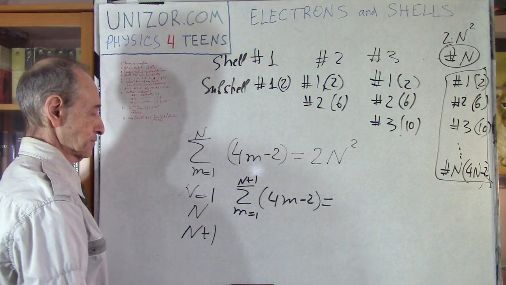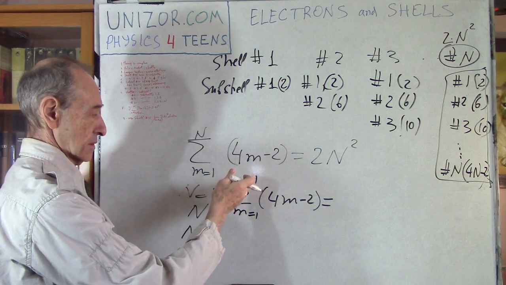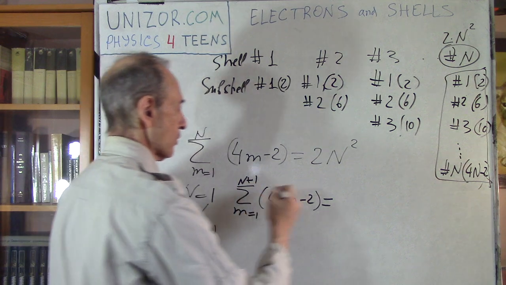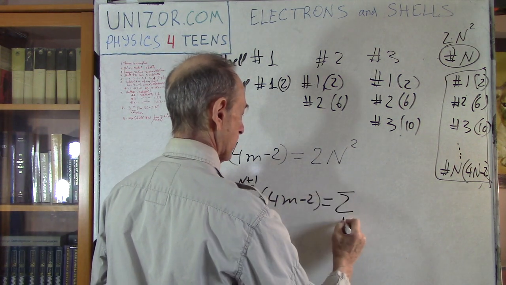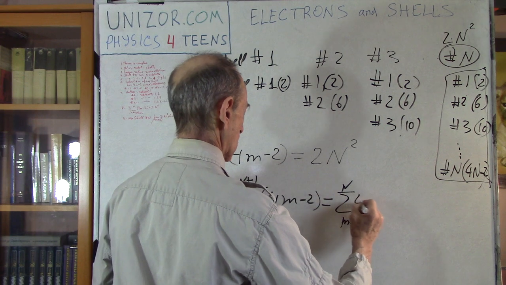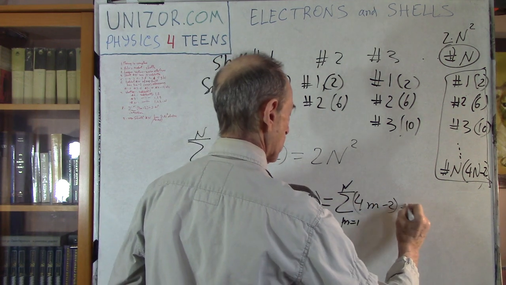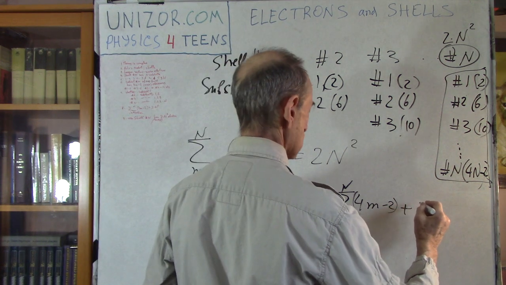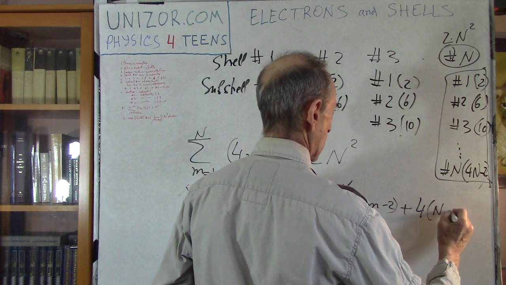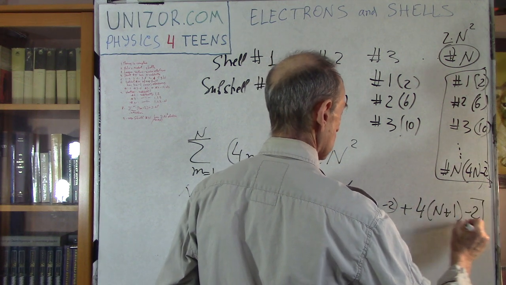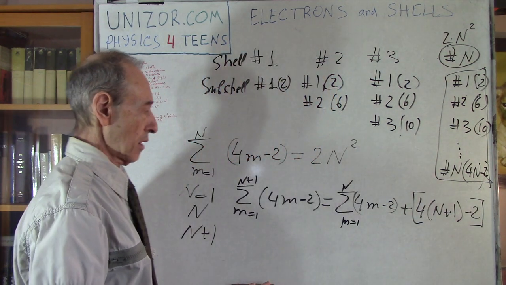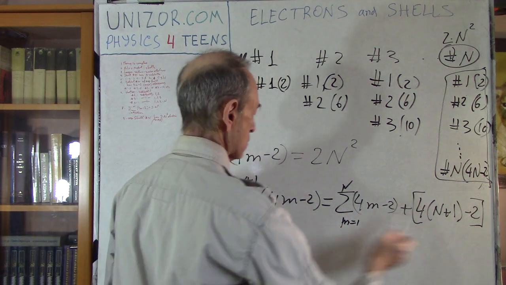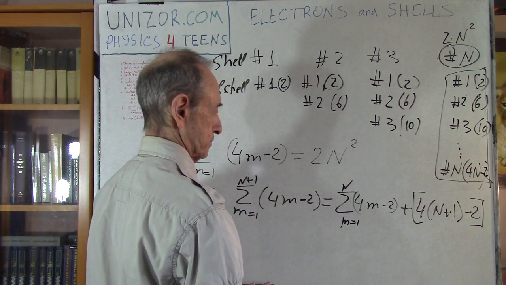What is it equal to? Well, it's the sum from m equals 1 to n of 4m minus 2, and then the next number, right? Plus, now instead of m, we should substitute n plus 1. So it would be 4(n plus 1) minus 2. This is the last, the n plus first member of this sum, right? So these are the first n members, and the n plus first member is just, instead of m, I substituted n plus 1. Okay?